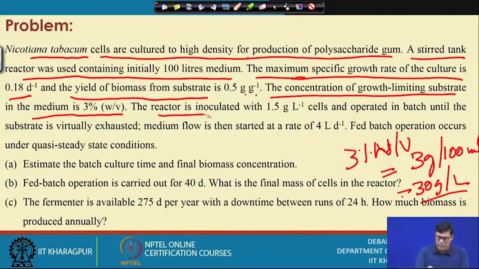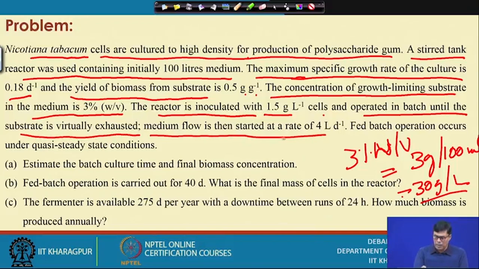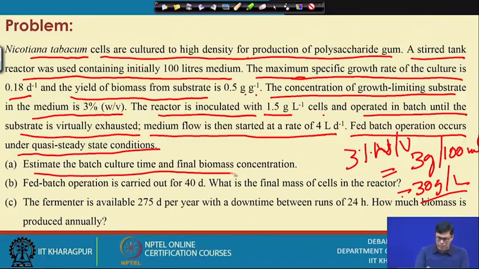The reactor is inoculated with 1.5 grams per liter of cells and operated in batch until the substrate is virtually exhausted, and media flow is then started at a rate of 4 liters per hour. Fed batch operation occurs until quasi steady state condition. Under the quasi steady state conditions, estimate the batch culture time and final biomass concentration. Second, the fed batch operation is carried out for 40 days. And what is the final mass of the cells in the reactor?